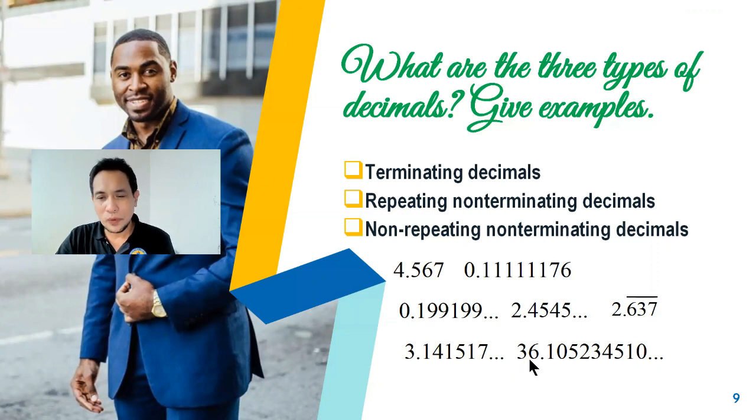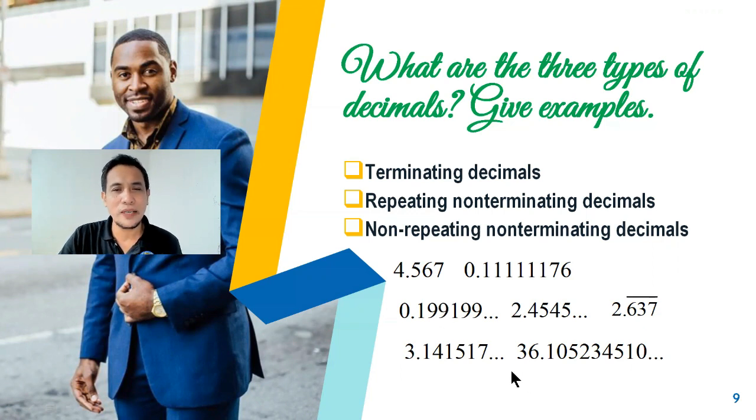The other one is 36.1052345110 and so on and so forth. No sign of repetition of digits. So this is an example of non-repeating, non-terminating decimals. The only difference between repeating non-terminating decimals and non-repeating, non-terminating decimals is that the repeating non-terminating decimals can be changed to fractions, while the non-repeating, non-terminating decimals cannot be. So you cannot change this one to a fraction, and neither can this one. Only the repeating, non-terminating decimals can.